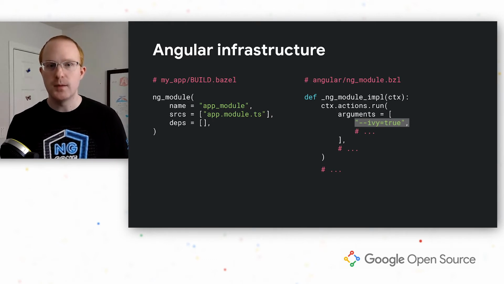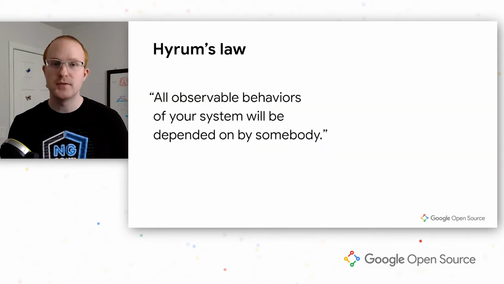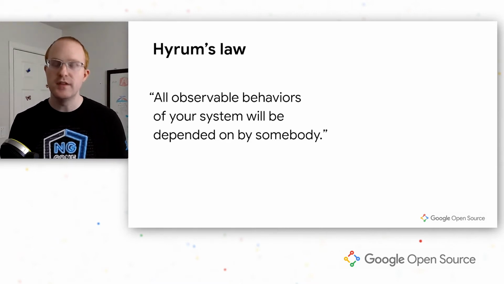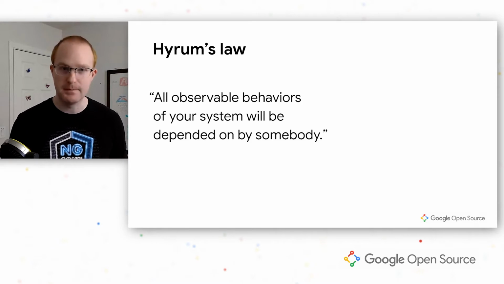Since we're working in a monorepo and we only have one version of ng-module, if I merge this change, then all applications will immediately build with Ivy. That's incredibly easy, and it's also incredibly terrifying, for one simple reason that's best described by Hyrum's law. Hyrum's law, if you're not familiar with it, essentially states that if a system has a sufficient number of dependents, then eventually all observable behaviors of that system will be depended upon by somebody.